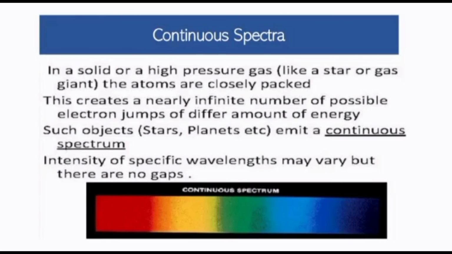And lastly, continuous spectra. In a solid or a high-pressure gas like a star or gas giant, the atoms are closely packed. This creates a nearly infinite number of possible electron jumps of differing amounts of energy, so objects like stars, planets, etc. emit a continuous spectrum. Intensity of specific wavelengths may vary, but there are no gaps.